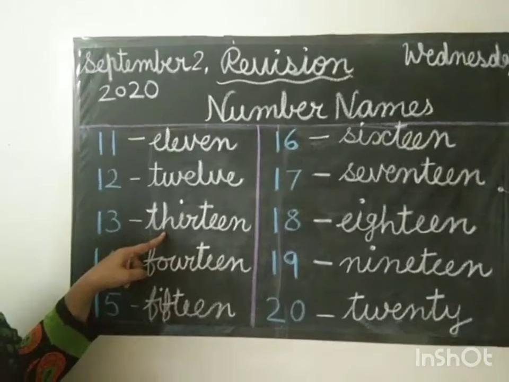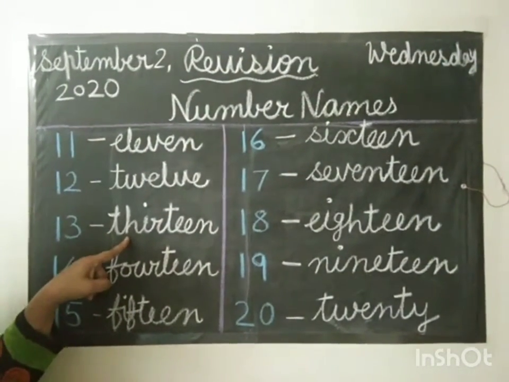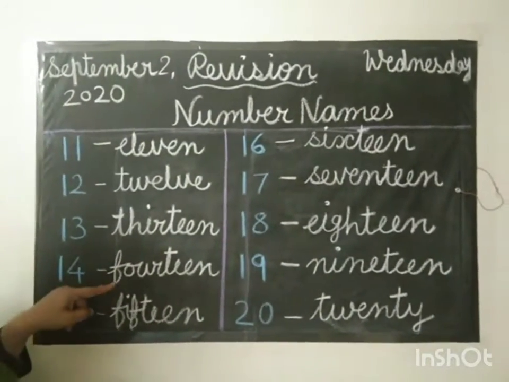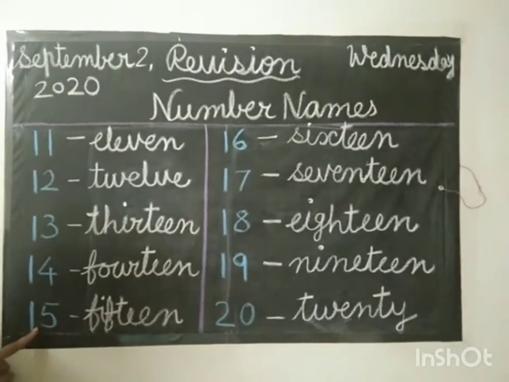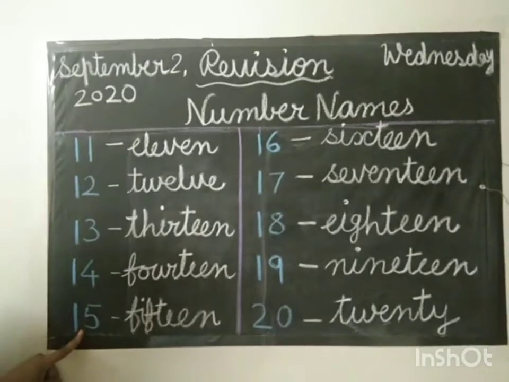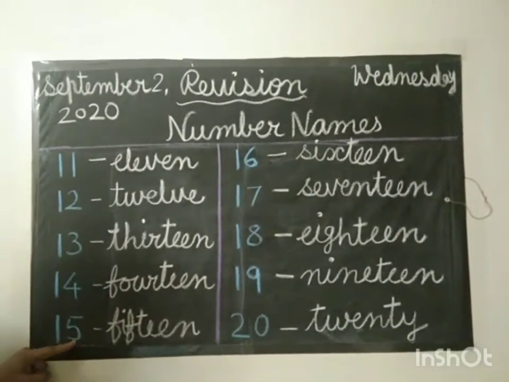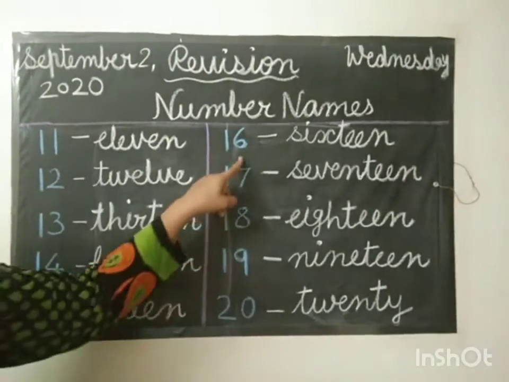You have to be careful. You will not write T-H-R-E-E-T-E-E-N. It is T-H-I-R-T-E-E-N. So T-H-I-R. Okay. Then 14, F-O-U-R-T-E-E-N, 14. Then 15. It is F-I-F-T-E-E-N, not F-I-V-E-T-E-E-N. So don't write F-I-V-E-T-E-N. You have to write F-I-F-T-E-E-N, 15.